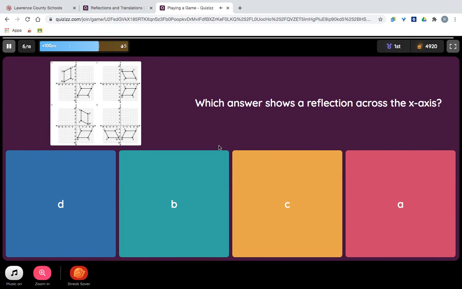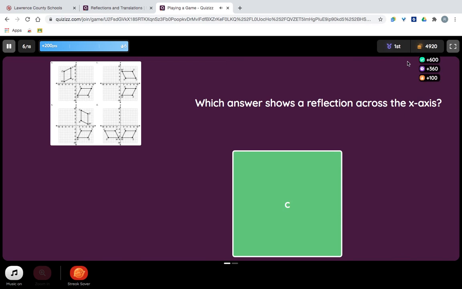Here's another one. This will probably be the last one, just because pretty well we went over it now. Which answer shows a reflection across the x-axis? This would be the one that goes across the x-axis. Remember, x goes left to right. Across the x-axis, it flips straight up and down. That's the y-axis. Again, these two are rotations. So I think that says C. We'll say C. But that's all there is to it.